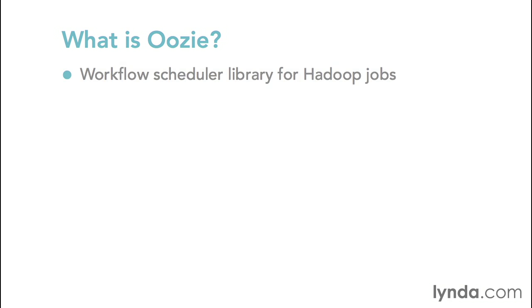So Oozie is a workflow scheduler library that's used to schedule one or more Hadoop jobs on a regular basis. You can use it one time, but it's most often used in production environments to schedule recurring jobs. So it's kind of like the SQL Server Agent, but a little bit more sophisticated in that you can glue together or combine different types of jobs. So in some ways, it's more like SQL Server Integration Services or Informatica or an Oracle ETL tool.